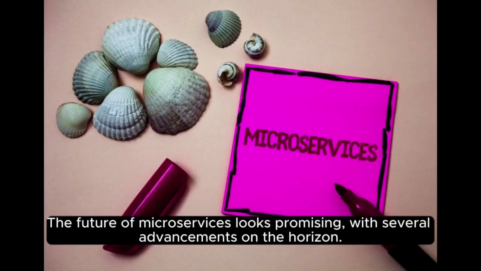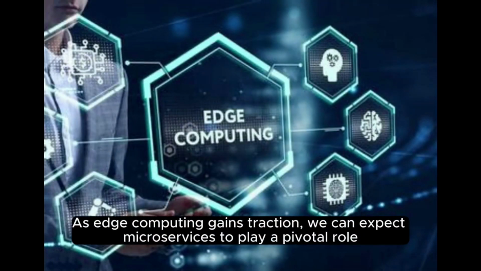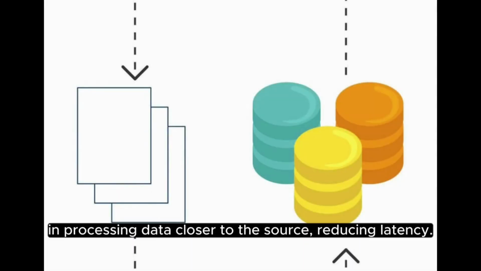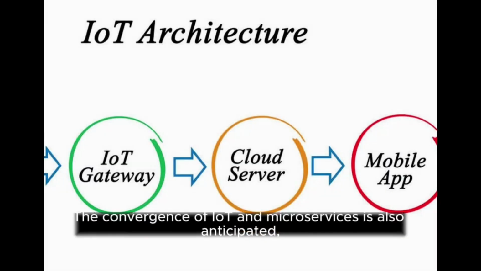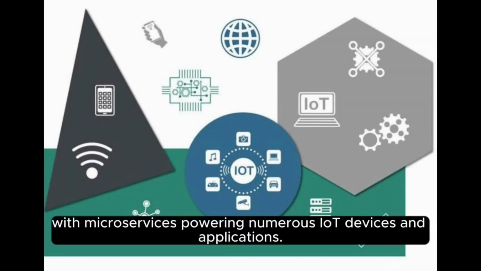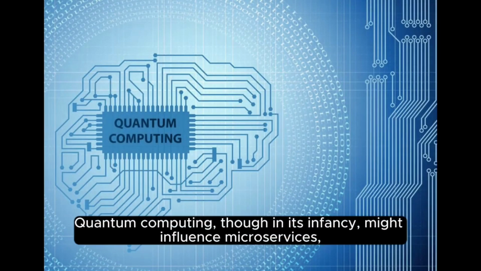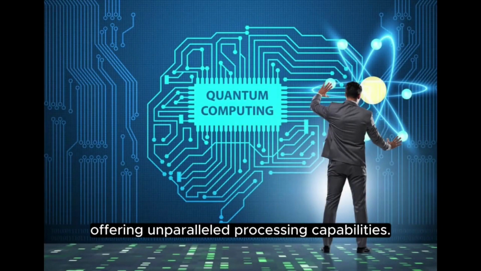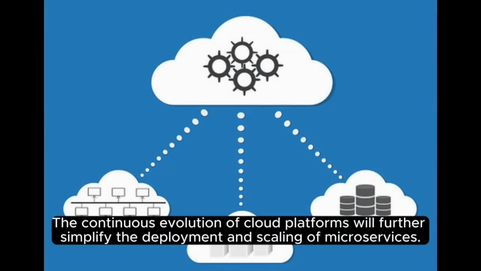The future of microservices looks promising, with several advancements on the horizon. As edge computing gains traction, we can expect microservices to play a pivotal role in processing data closer to the source, reducing latency. The convergence of IoT and microservices is also anticipated, with microservices powering numerous IoT devices and applications. Quantum computing, though in its infancy, might influence microservices, offering unparalleled processing capabilities. The continuous evolution of cloud platforms will further simplify the deployment and scaling of microservices.